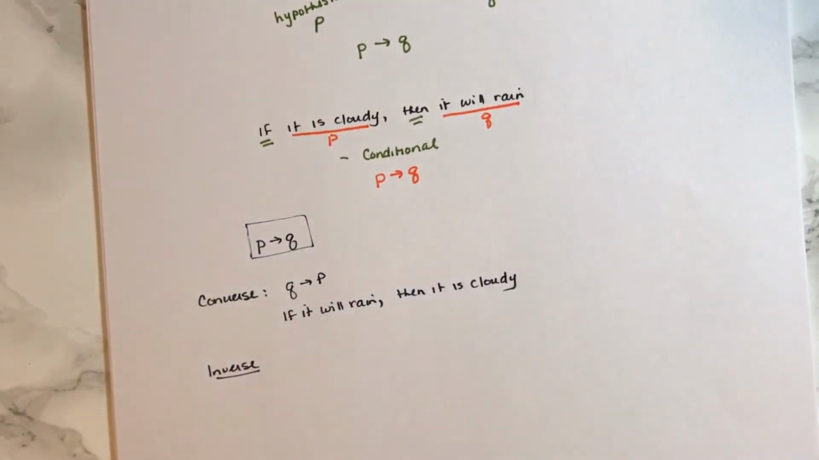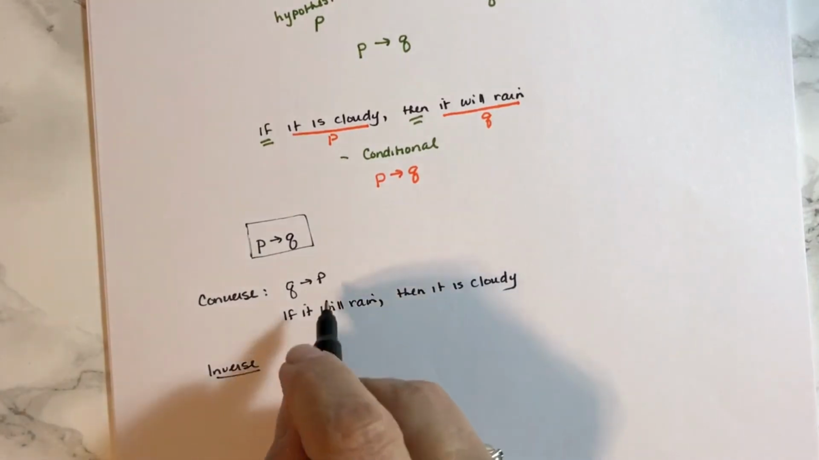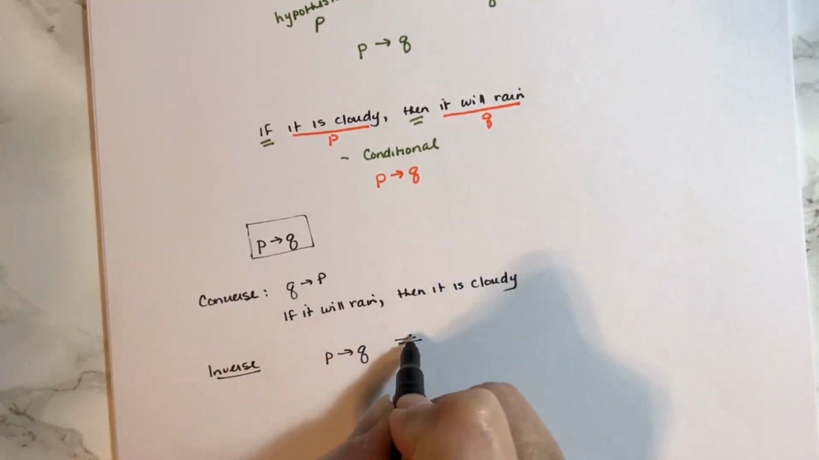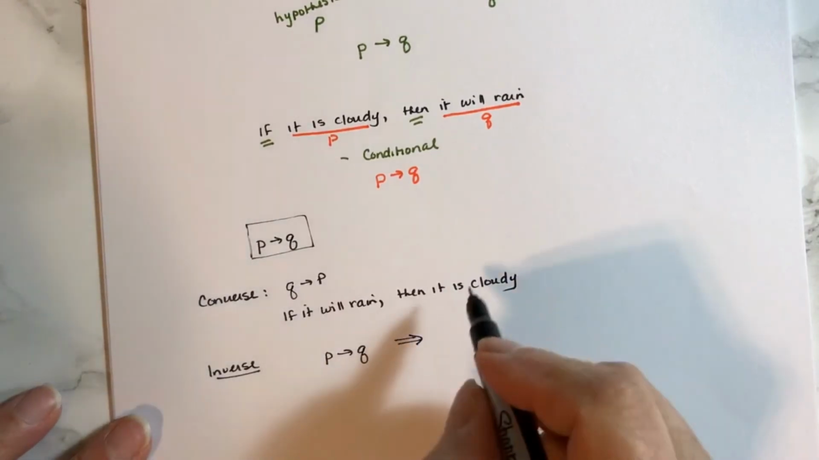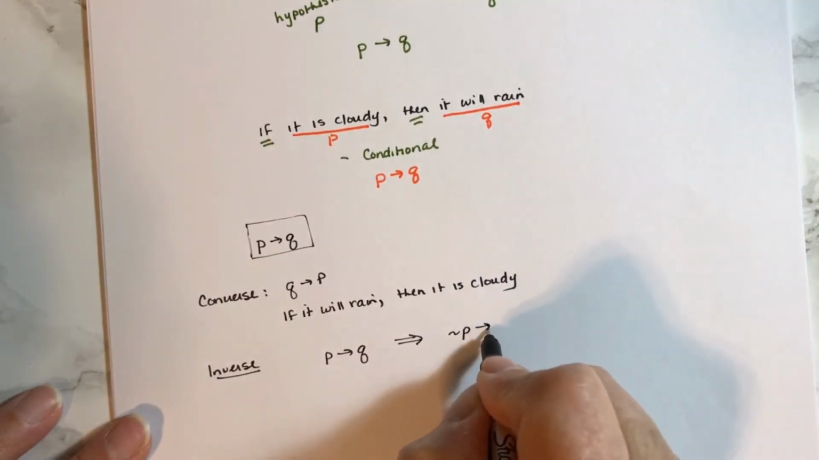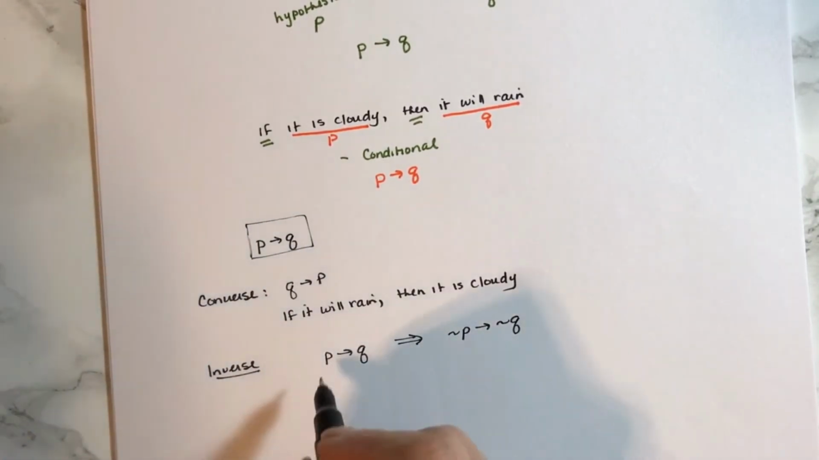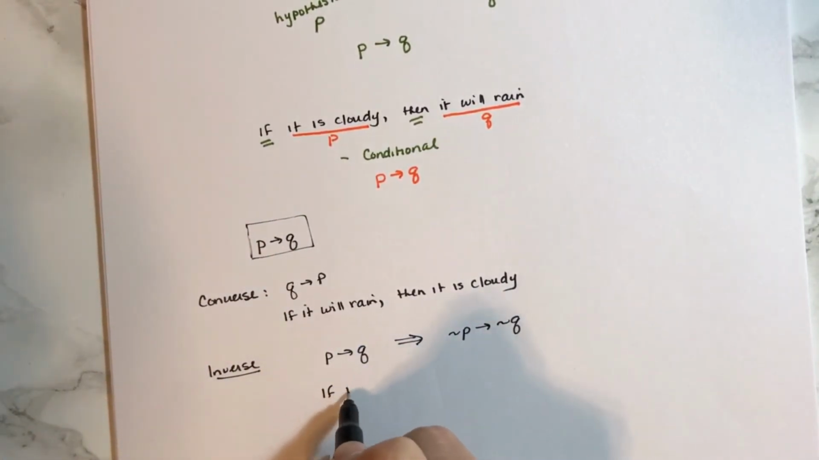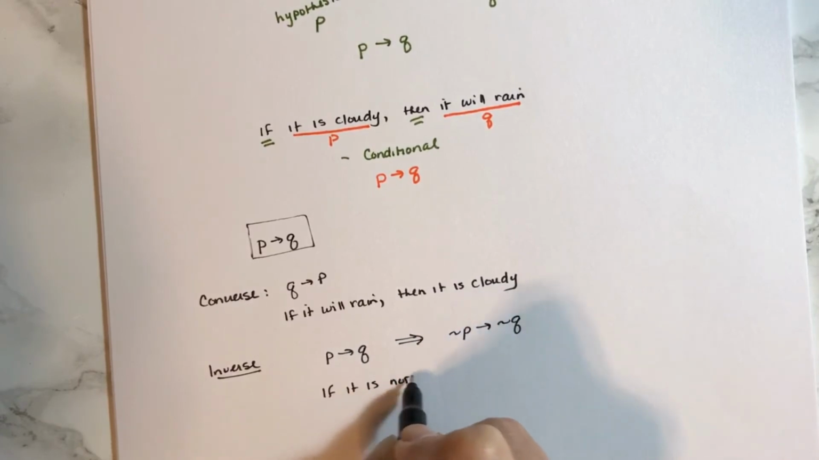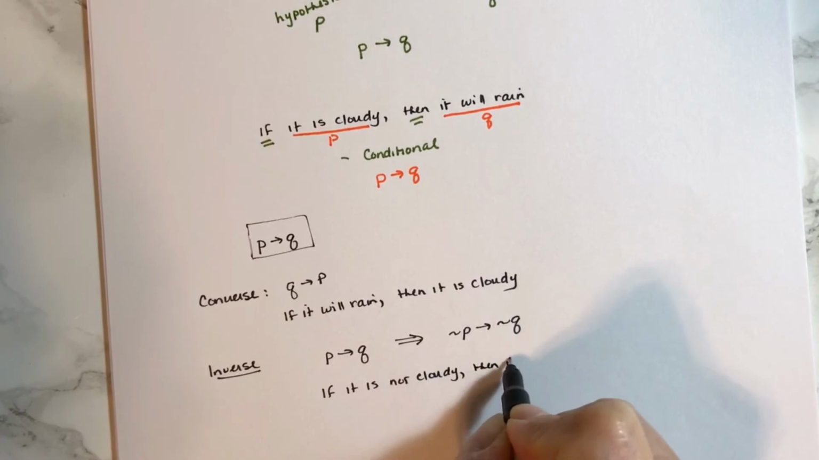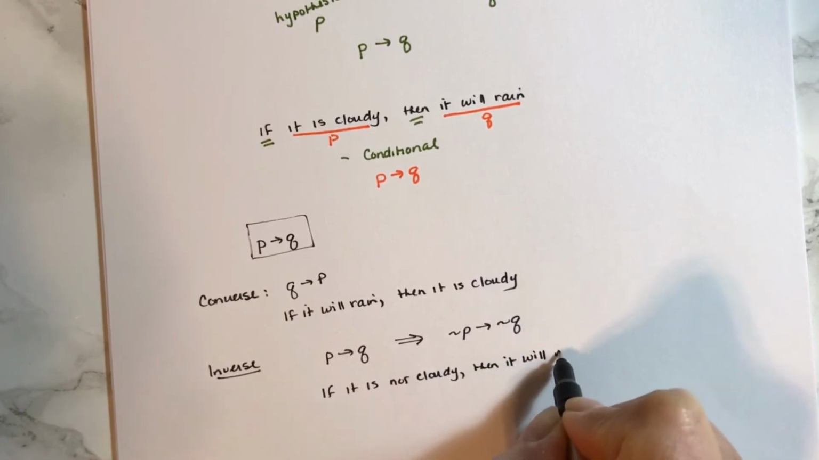And for the inverse, the P and the Q stay in the same place, but you negate both of them. So if we start out like this, P goes to Q, our original, then the inverse of this would be not P goes to not Q. Okay, so in words, I would say if it is not cloudy, then it will not rain.